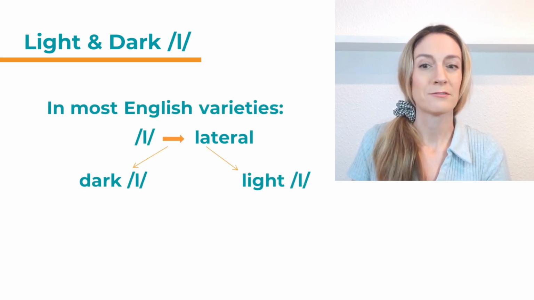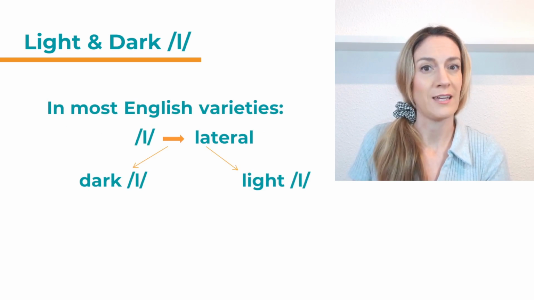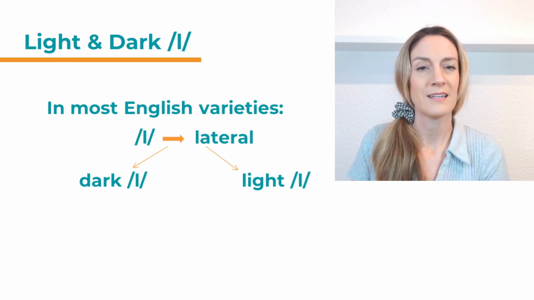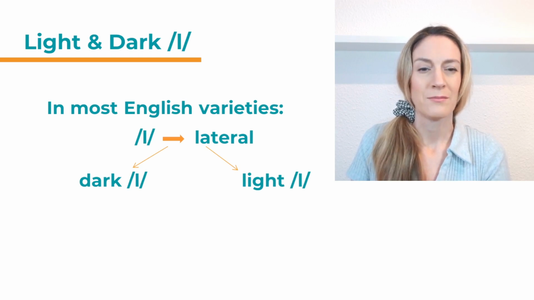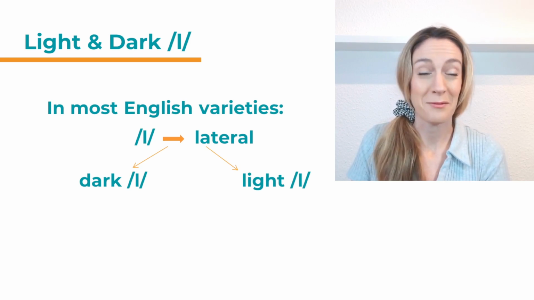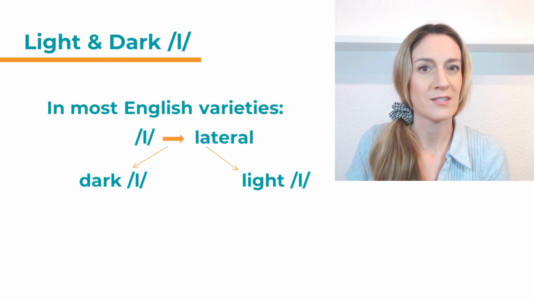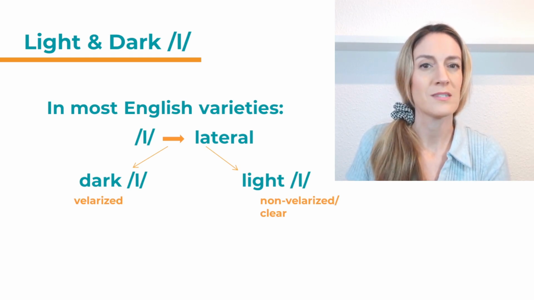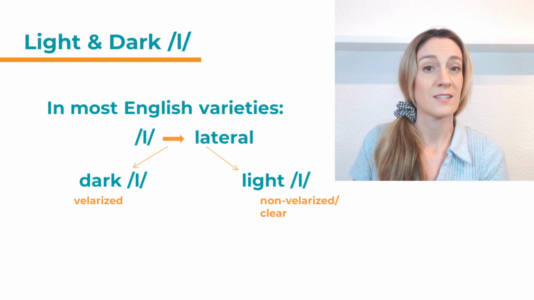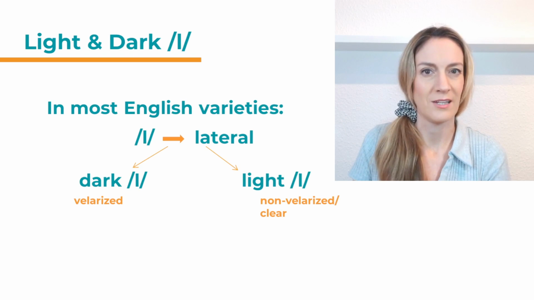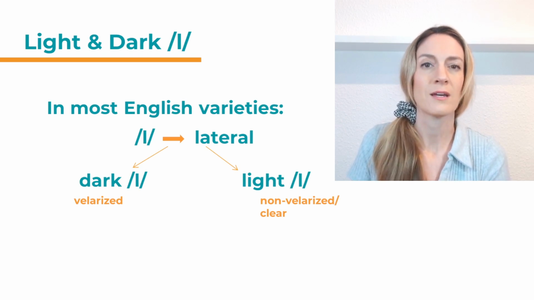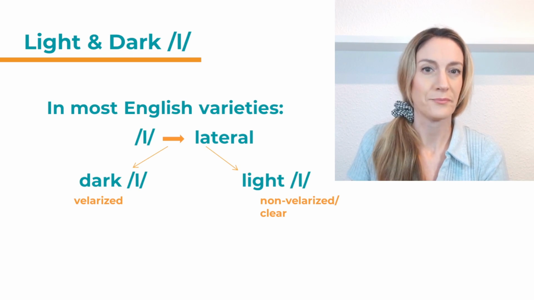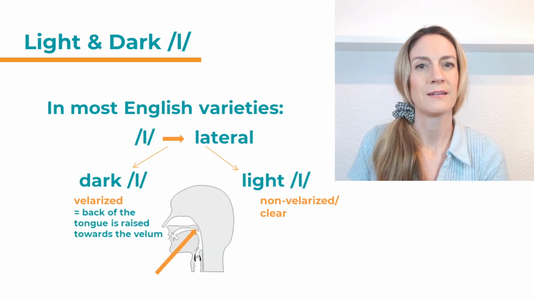So that is our lateral L. Now, we can differentiate in most English varieties between a light and a dark L. Now this might sound a little bit strange. Light and dark makes you think of science fiction. No, this really has something to do with the quality of the sound. So the dark L is a little bit different because we say it is velarized, whereas the light L is not velarized, so non-velarized. Sometimes we also call it clear L. So you might hear any of those descriptions. But what does that really mean?